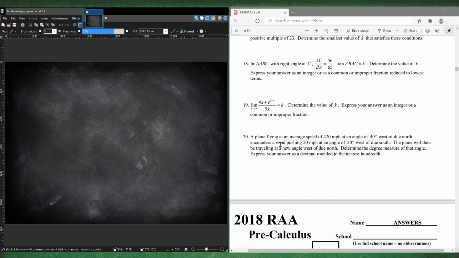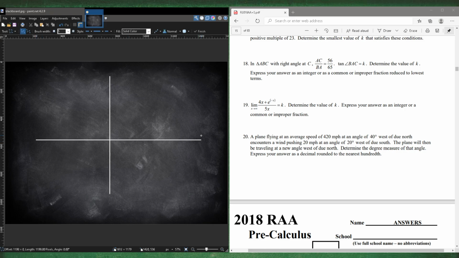Okay, number 20. A plane flying at an average speed of 420 miles per hour at an angle of 40 degrees west of due north encounters a wind pushing 20 miles per hour at an angle of 20 degrees west of due south. So let's make our coordinate plane. It's north, east, south, and west, right? So for our 4 points. And when they're saying they're moving at 40 degrees west of due north, you go north and then 40 degrees west. So it goes this way.